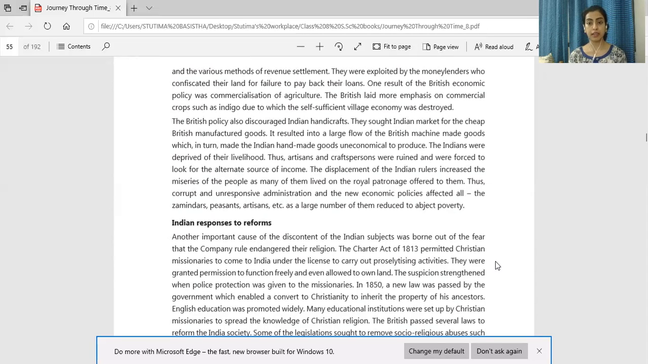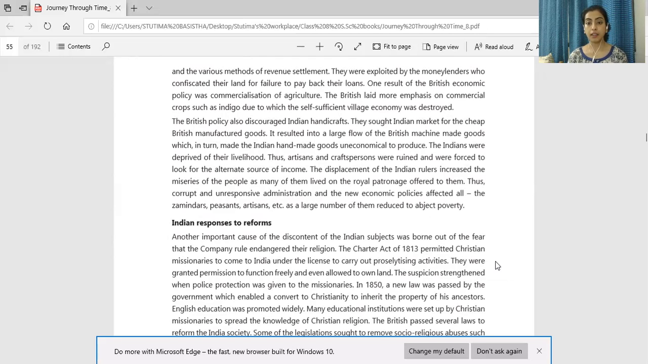So it affected their lives a lot. All right, and this led to many people to look for alternative sources of income. Now they did not have any proper source of income. There was commercialization of agriculture. They could not cultivate the crops of their own choice. Indian handicrafts, which used to be a main source of income, also got destroyed. So Indian people were having a very hard time.